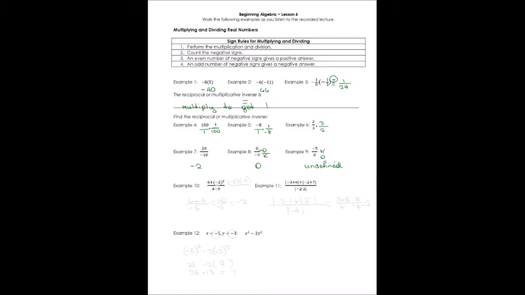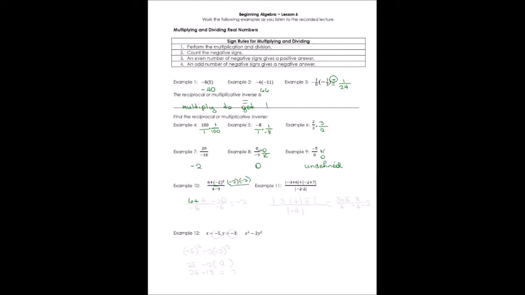Example 10, we've got some exponents that we need to evaluate before we do this addition. So I'm going to just say 6 plus, and what it's asking me to raise to the exponent is the negative 2. Now it's asking me to say negative 2 times negative 2. In other words, multiply two negatives together. The reason I know that is the negative is included inside the parentheses. The exponent is outside the parentheses.